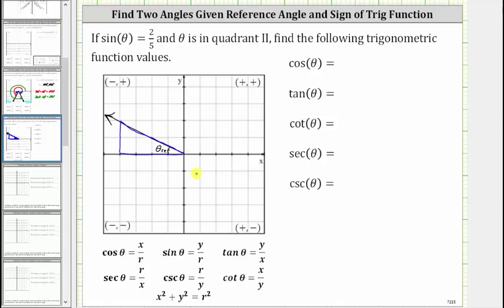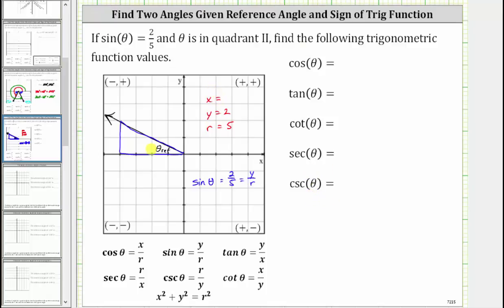From here we also know that sine theta is equal to 2/5, and on the coordinate plane sine theta is equal to y divided by r, and because 2/5 is equal to y divided by r, we now know that y is equal to 2 and r is equal to 5. But because we want to find these 5 trig function values, we also need to determine x.